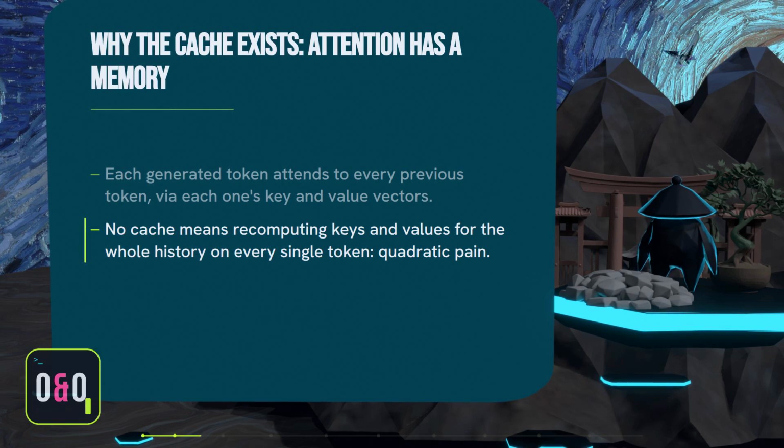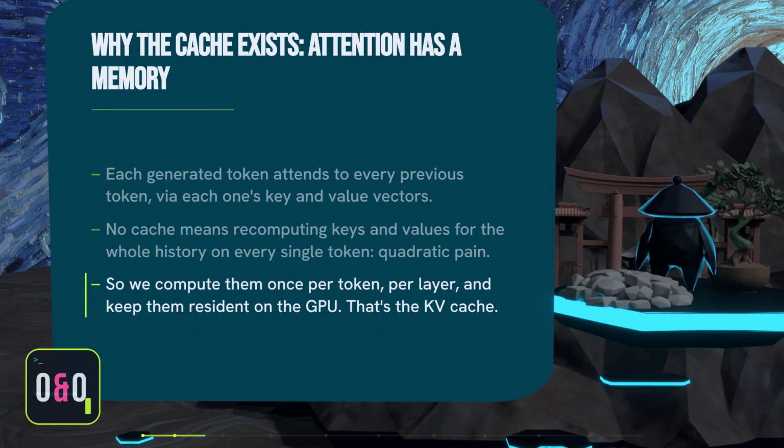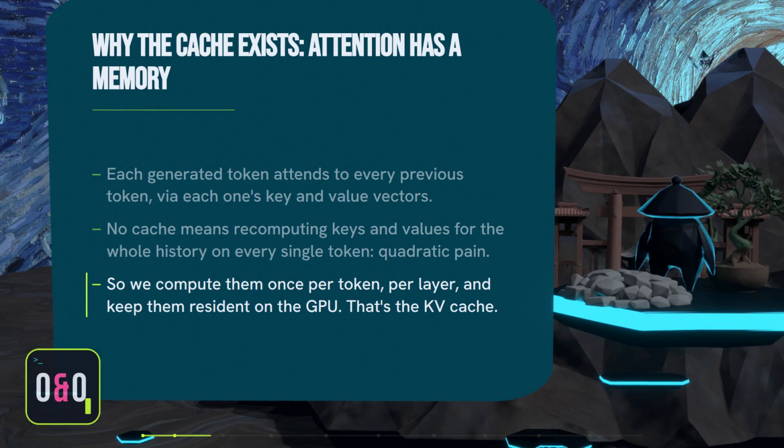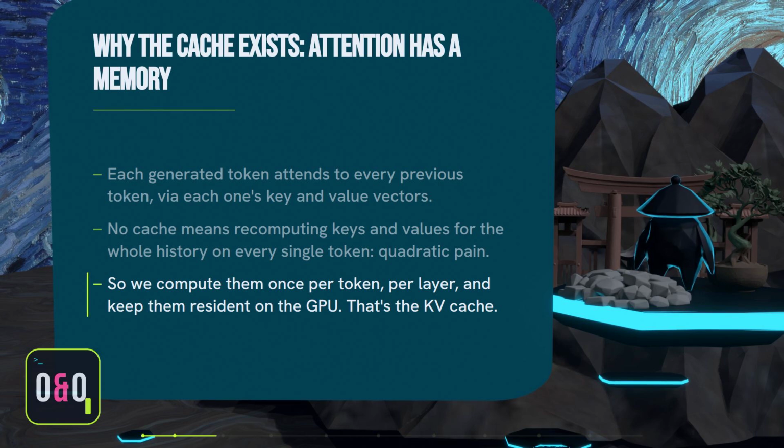Compute each token's keys and values once per layer and keep them resident in GPU memory for the life of the request. That resident state is the KV cache. It is the conversation's working memory, and it is why token 10,000 can still see token 1 without recomputing it. But notice what we just signed up for. The cache grows with every token generated for every request in flight across every layer of the model, and it cannot be evicted while the request lives.